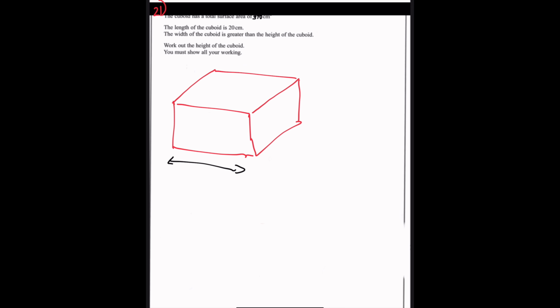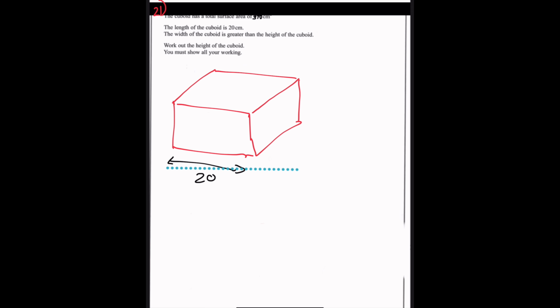Okay, this is question 21. Sorry, the question's cut off a bit here, but this is a cuboid with a surface area of 370. Just to make this simpler, because the question's cut off, you should do this anyway. I'll draw the cuboid, so it's going to look something like this. The length of the cuboid is 20 centimeters. I'm going to draw this on as I go. So boom, there's 20.